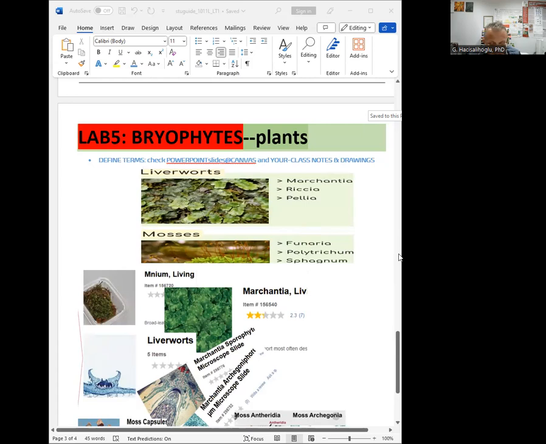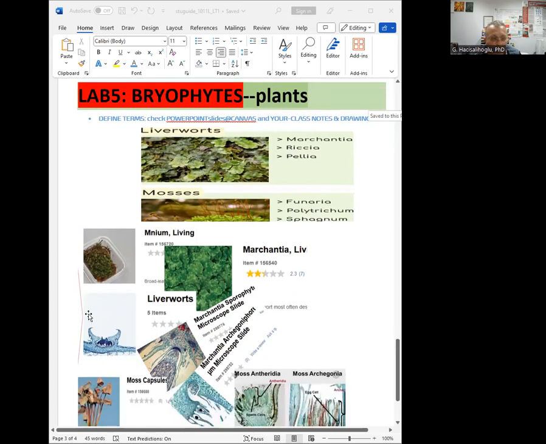Liverwort is a phylum, Hepatophyta. A good best example is Marchantia. You can see here, Marchantia is a liverwort species. There are other liverworts like Riccia, Pellia, and some other examples. Liverworts don't have stomata. They also have an asexual reproduction structure called gemma cups, like this one here, which is a gemma cup. So check your notes on gemma cups.